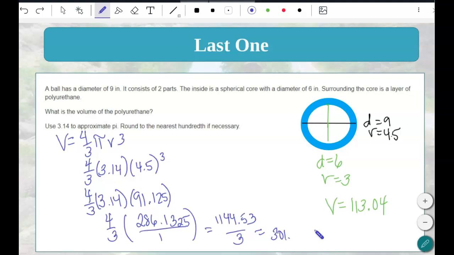All right, so then we are going to subtract. We take the 301.51 and subtract the 113.04. 268.47 is the answer here.